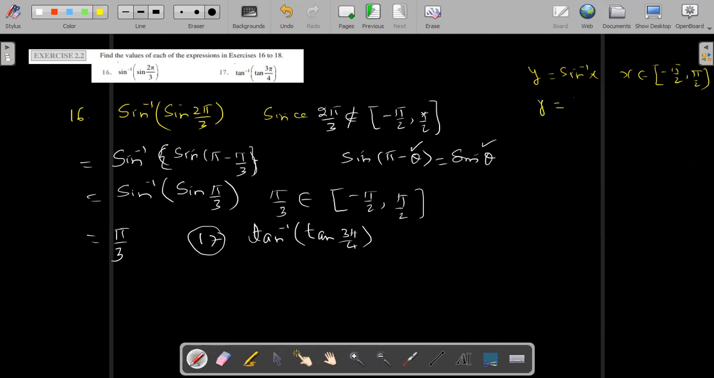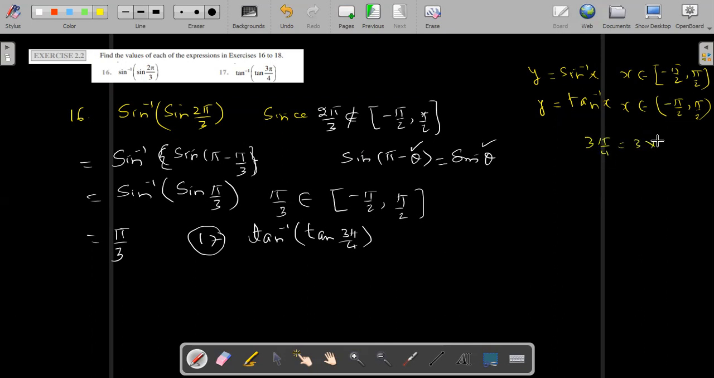If y is equal to tan inverse x, then y must belong to the open interval minus pi by 2 to pi by 2. Both ends are excluded. So for 3 pi by 4, just check 3 pi by 4.